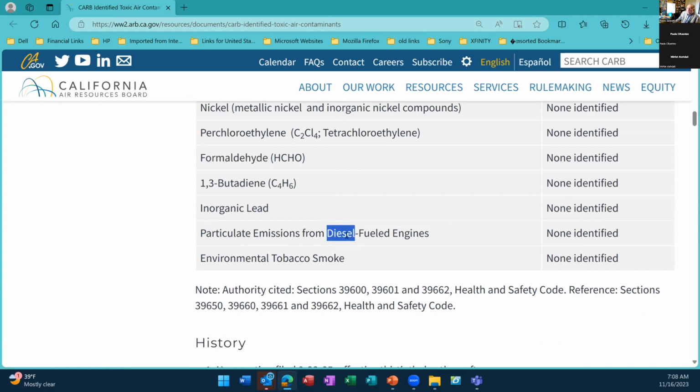particulate emission from diesel. I already told you how important they are in terms of being the main reason of toxic contamination of the atmosphere. And finally, last but not least, environmental tobacco smoke. That is the smoke of cigarette that smokers force you to inhale when you happen to be near smokers.